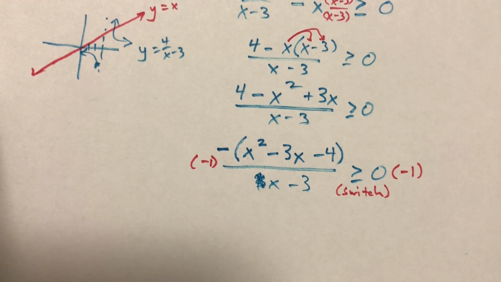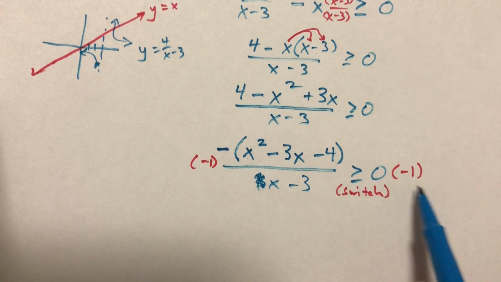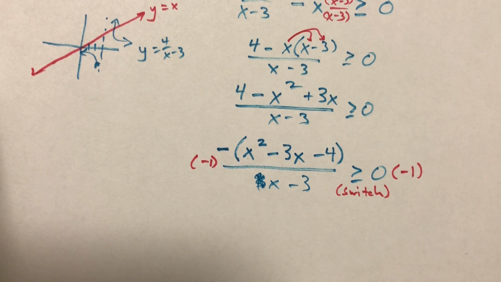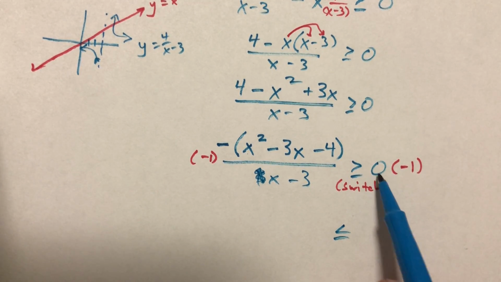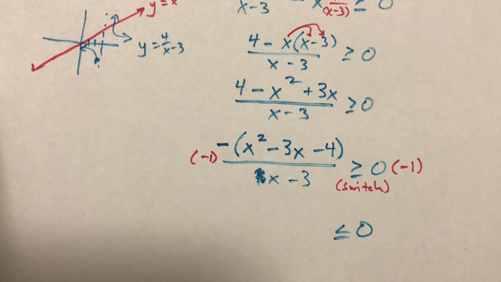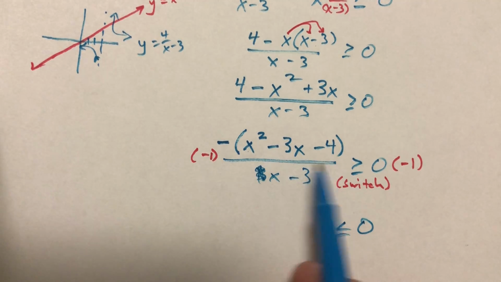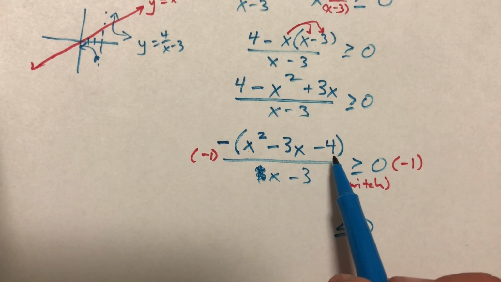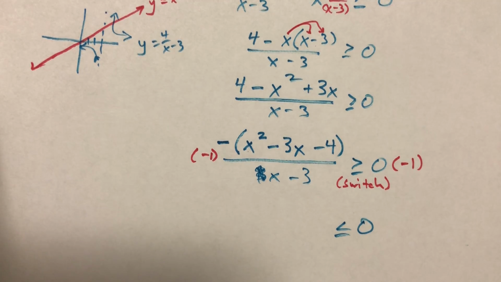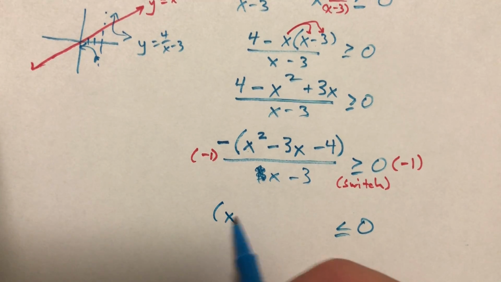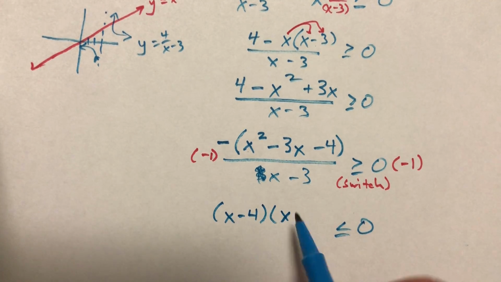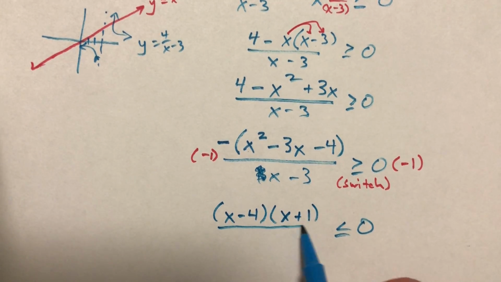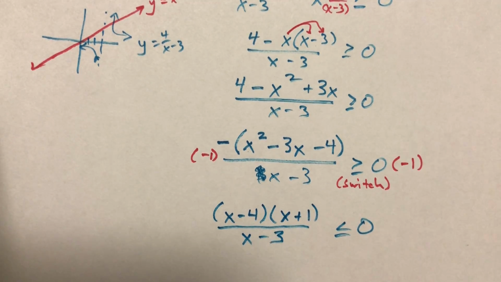That's another critical error that we sometimes make. We multiply both sides by a negative and we'll forget to switch that sign. So we're going to switch it right now so we don't forget. 0 times negative 1 is again still 0. And then we can just factor this guy. So we've got two things that multiply to be negative 4, add to be negative 3. We're going to have x minus 4 and x plus 1 over x minus 3.